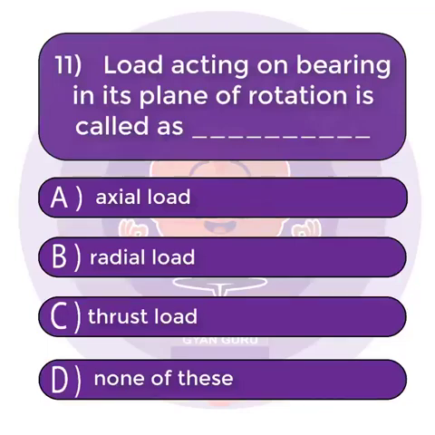Load acting on bearing in its plane of rotation is called as ________. A. Axial load. B. Radial load. C. Thrust load. D. None of the above.